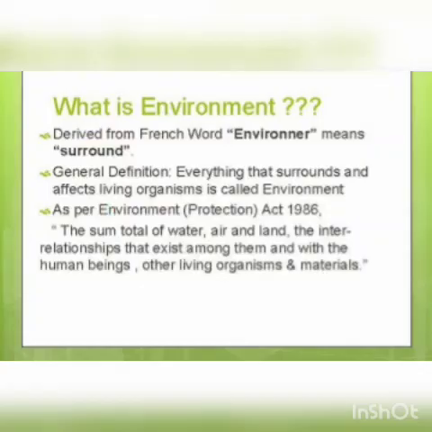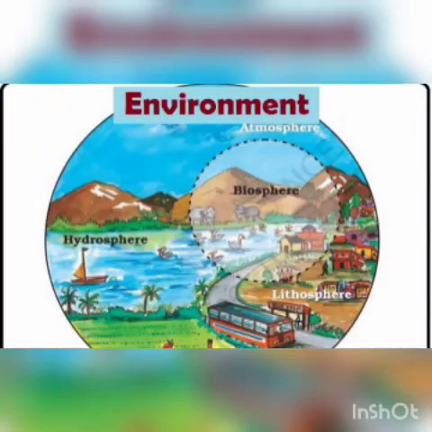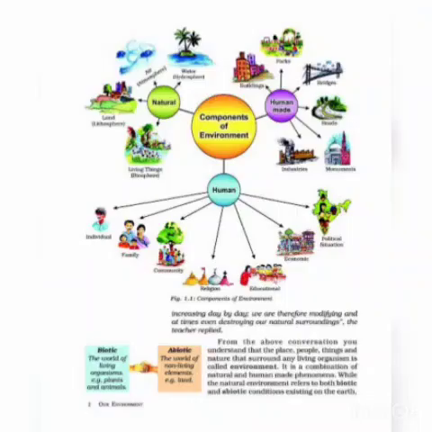Environment refers to the surroundings in which living and non-living things exist. Means the surroundings which consist of natural as well as man-made elements like humans, air, water, land, everything comes under environment. So here let us see the types of environment, or we can say the components of environment. There are three components of environment: natural, man-made and human.